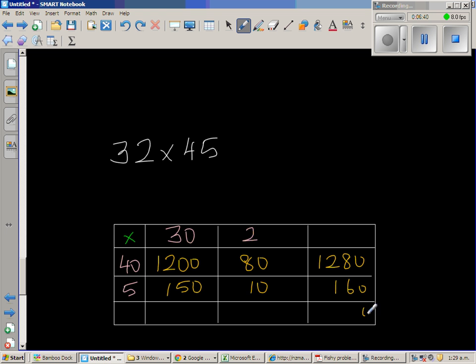So this is 0. 8 plus 6 is 14, remainder 1. This is 2, 3, 4. So 1440. And this is 0, 5, 1350 and 90. So this is also 1440.